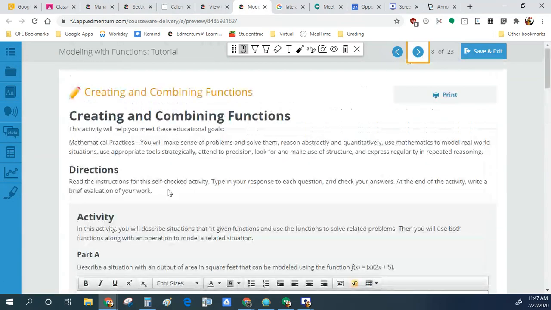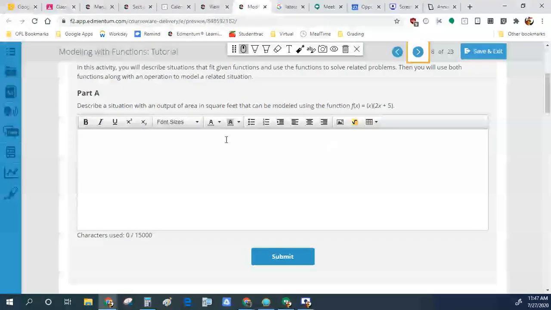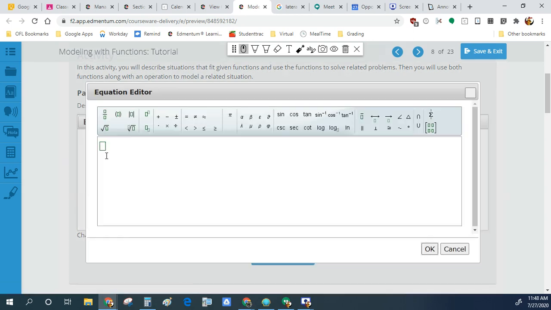All right, so now we're going to create and combine functions. So here's something I want to show you guys. You know how it's hard to show your work? I don't know if you guys have had a math class on Edmentum before. If you have, you probably know it's kind of hard to do the formulas. You can click this little equation editor and it'll help you do the formulas.